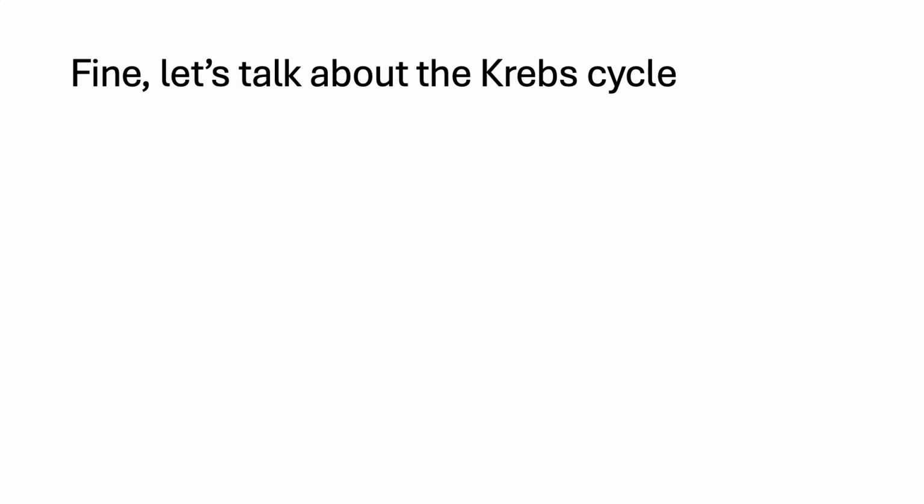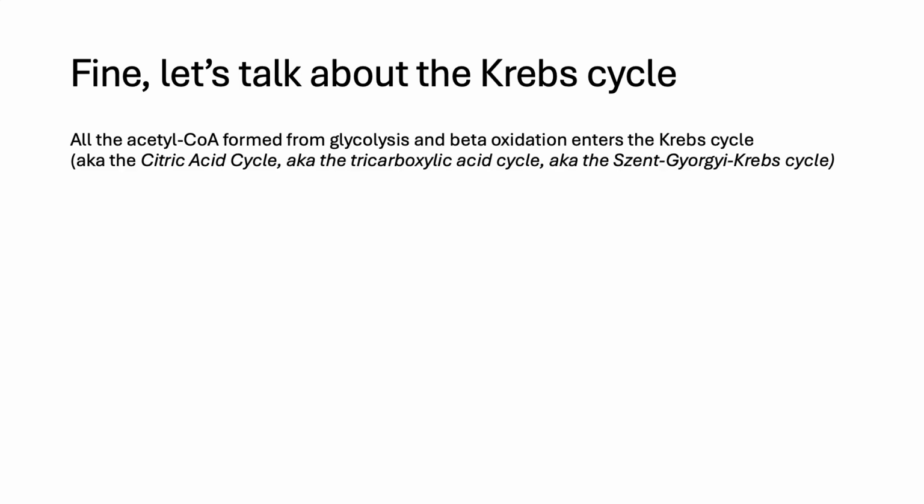the Krebs cycle. All the acetyl-CoA that is formed from glycolysis and from beta oxidation will enter into this thing which we call the Krebs cycle. Now, the Krebs cycle has 20 million other names. It's also known as the citric acid cycle. It's also known as the tricarboxylic acid cycle. And it's also known as the Szent-Györgyi-Krebs cycle, just to name a few of its other names.